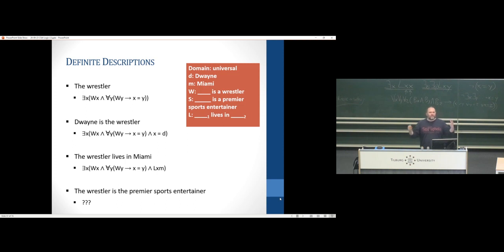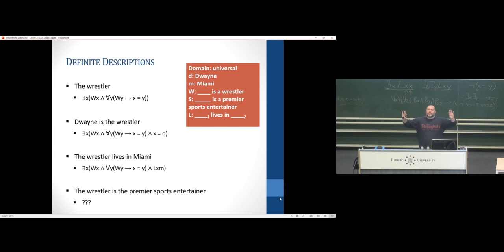Again, we're moving at a pretty good clip, but I think we're getting it. So our last one, the wrestler is the premier sports entertainer. This one's a little bit harder. So one thing we can help ourselves out here is, how many different at least ones are we going to have? And how many different at most ones are we going to have? Two of each. Because we have the wrestler, so there's at least one and at most one wrestler, and then there's also at least one and at most one premier sports entertainer.